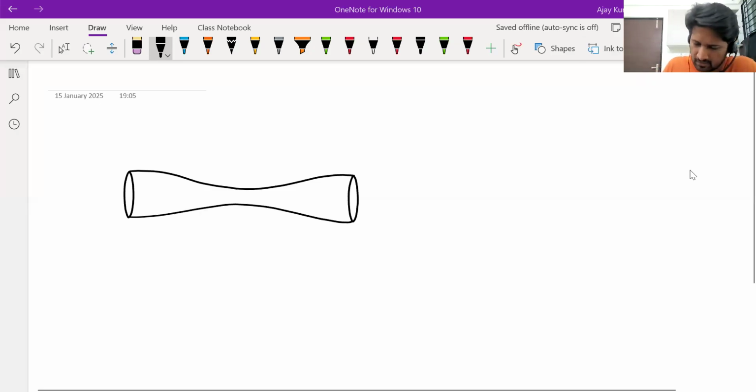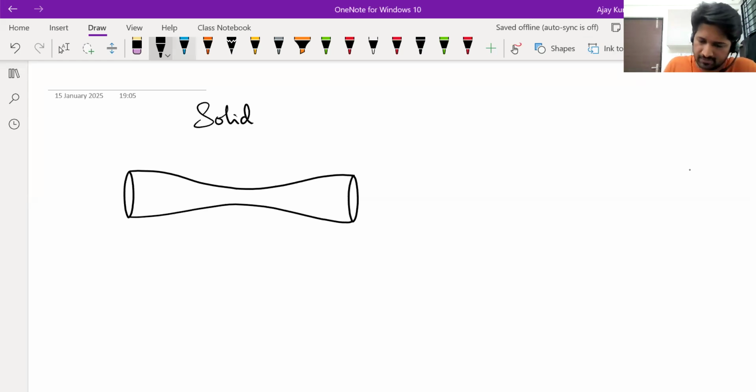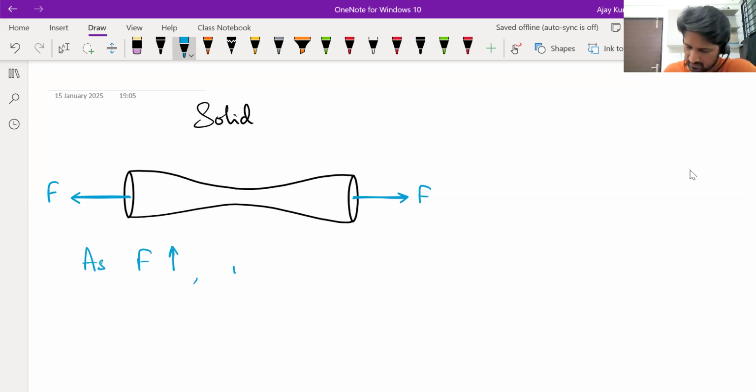Consider a solid object shaped like this. Okay? And assume you are applying equal and opposite forces at the ends of this object like this. So basically, you are trying to stretch the object. Fine. Now tell me, as the magnitude of the force increases, at which point is the object most likely to break?